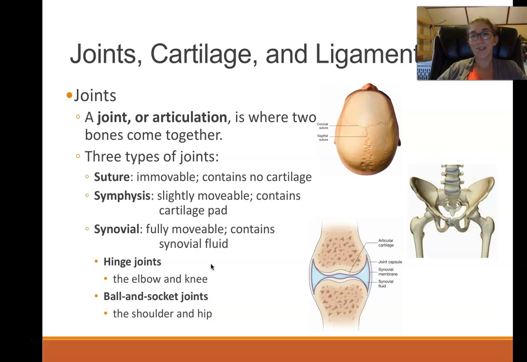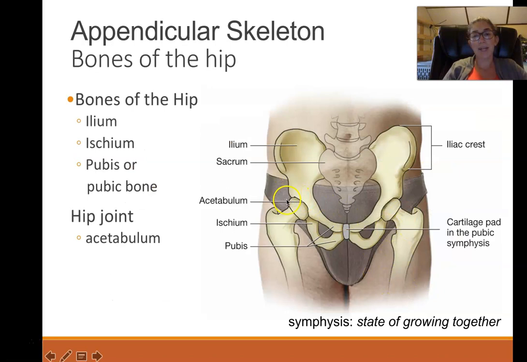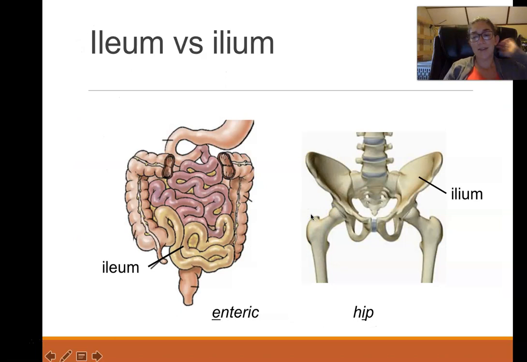Then there are the ball and socket joints, your shoulder and your hip joints, which can do full rotation, and they are shaped like a ball in a socket. The humerus sits in the glenoid fossa, and the head of the femur is stuck in the acetabulum. That was one I think I skipped over, so I'll just run back here real quick. This indentation where the head of the femur sticks into the hip is called the acetabulum.